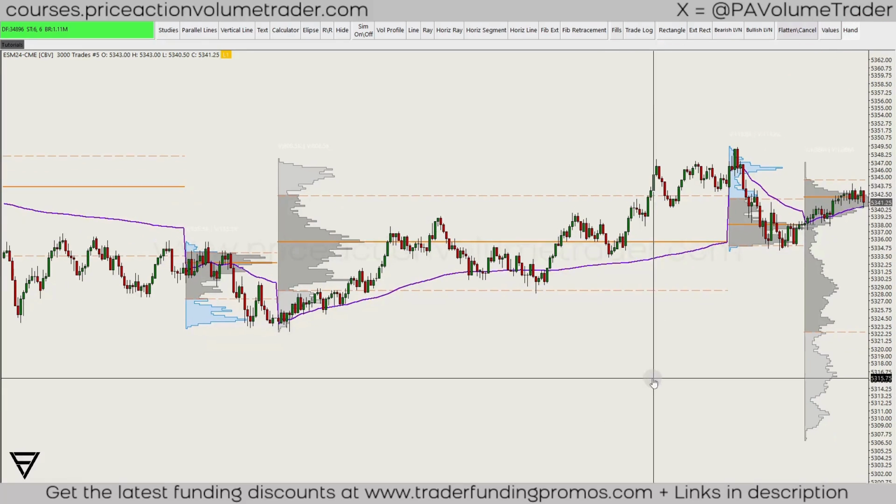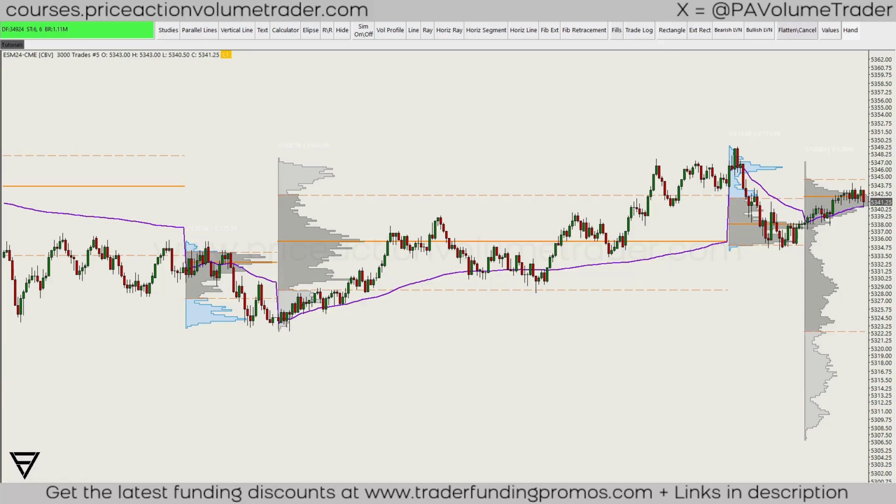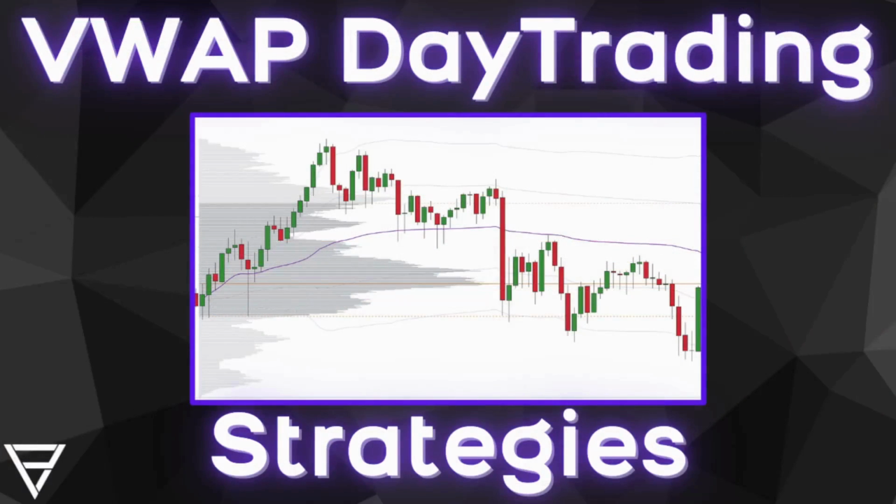Okay, and that's pretty much a summary of the 5 principles that I use with VWAP when it comes to my day trading. Again, this is a tool of confluence that I use along with order flow, volume profiles, etc.